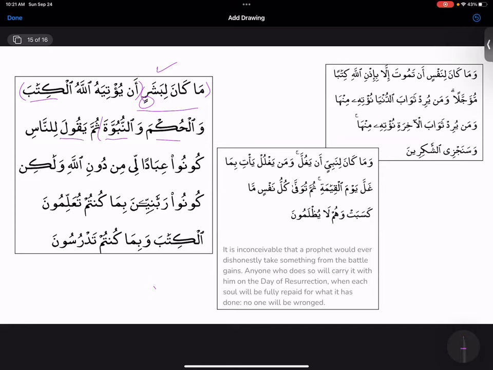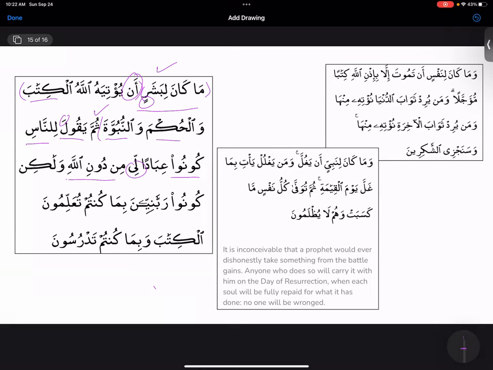Now, what is making this yakula? It should be yakulu. This an is still affecting over here because summa is atf. So summa yakula, and then he says linnasi, to the people, right? What he is saying to the people: kunu ibadalli, you all become servants for me, min dunillahi, other than Allah.